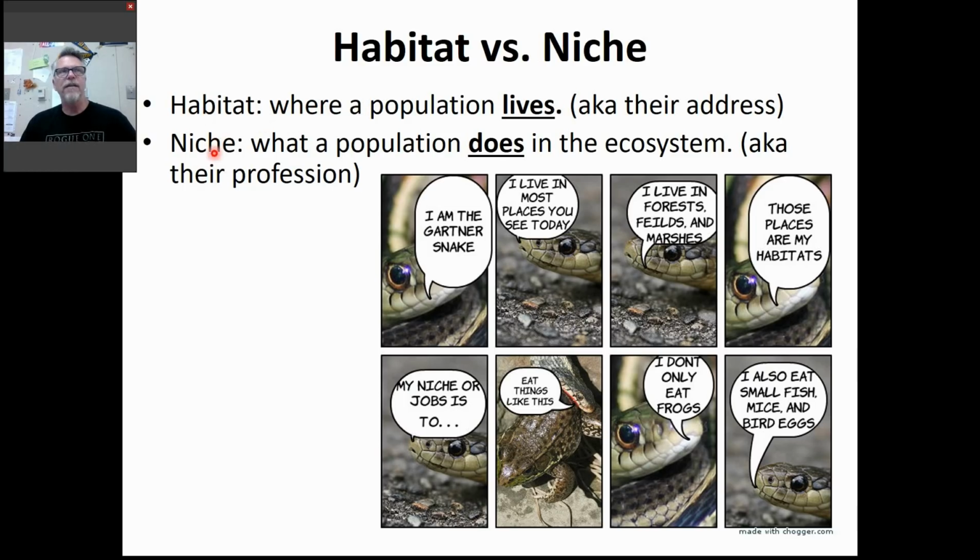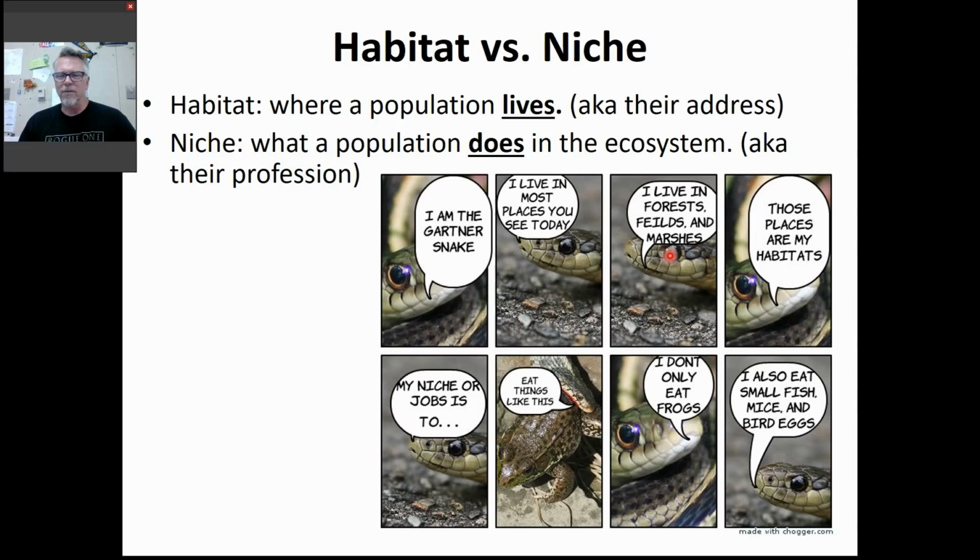A niche is a job. What a given population or the members of a population do in the ecosystem, like their profession. Okay, and here's this cartoon that helps us maybe get to that, hopefully. So here's a garter snake, and the garter snake lives here in San Diego. You could probably find one to the north of the school here in the places that haven't been built up yet. So I live in most of the places you see today, says a garter snake.